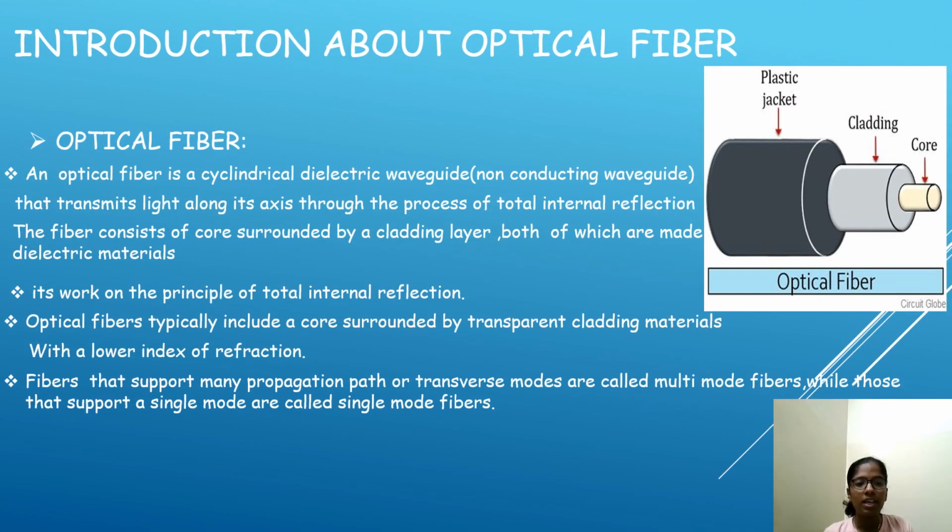Before going to our main topic, let me discuss optical fiber. An optical fiber is a cylindrical dielectric waveguide, or non-conducting waveguide, that transmits light along its axis through the process of total internal reflection. The optical fiber typically includes a core surrounded by a transparent cladding material with a lower index of refraction. The fibers that support many propagation paths or transverse modes are called multi-mode fibers, while those that support a single mode are called single mode fibers. An optical fiber works on the principle of total internal reflection.